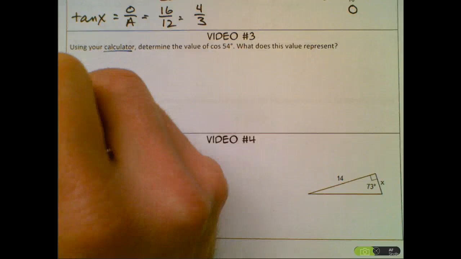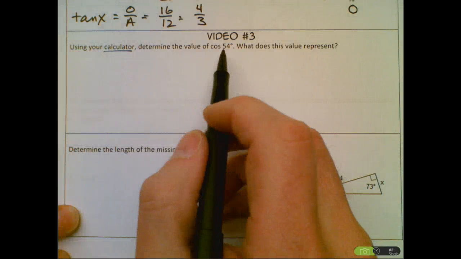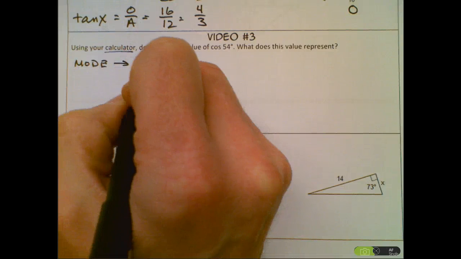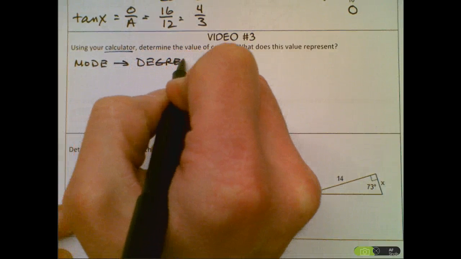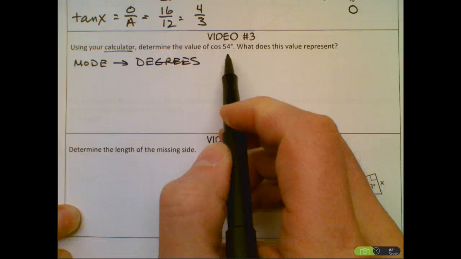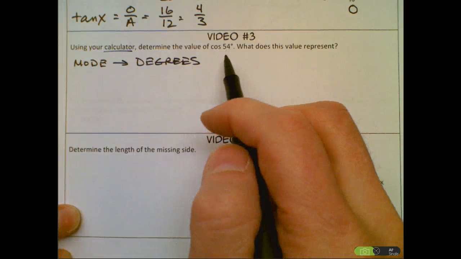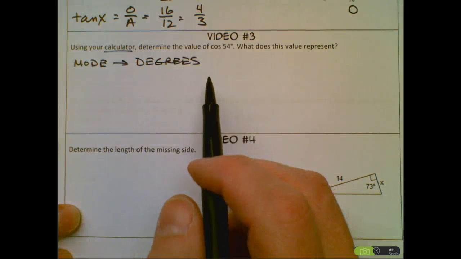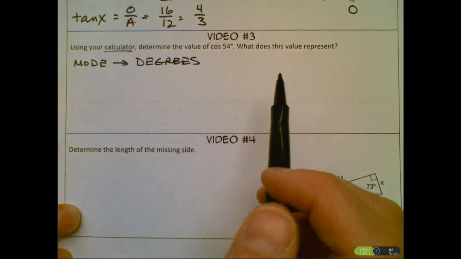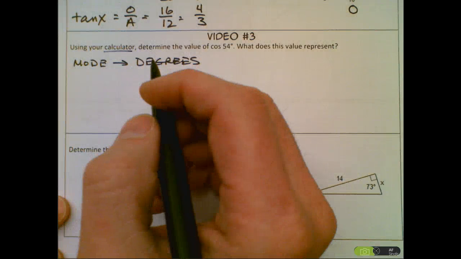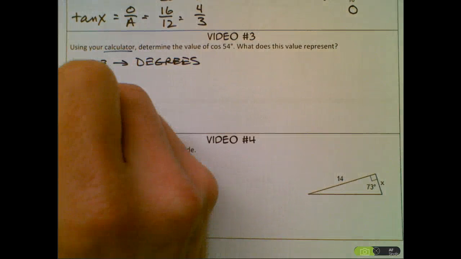the first thing that you want to do is check your mode, because you can see we have a cosine of 54 degrees. So, when you go to mode, you want to make sure that you're in degrees, since our angle is given in degrees. When you get to trig, trig pre-calc as a senior, you're going to talk about another way to measure angles besides degrees, called radians.